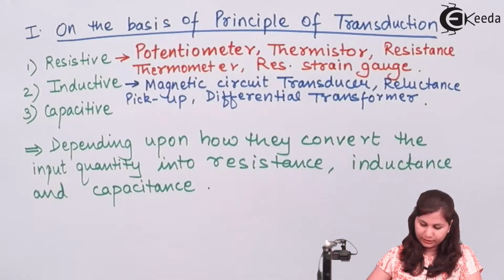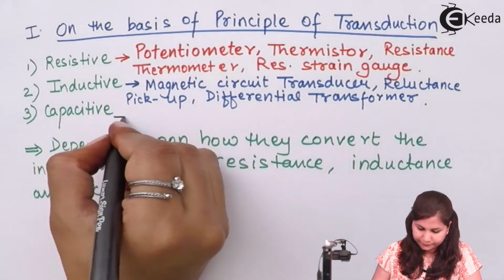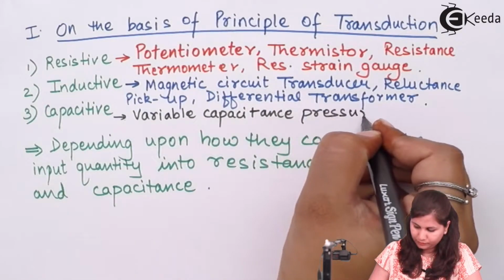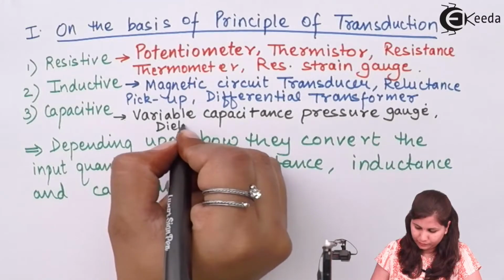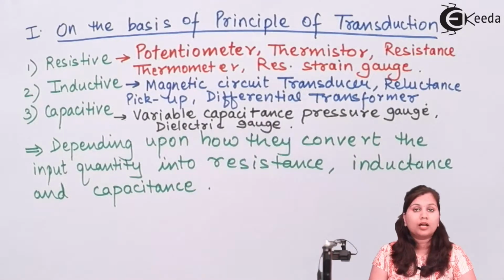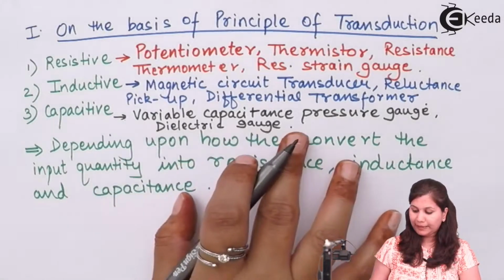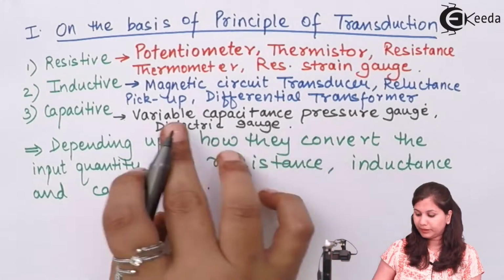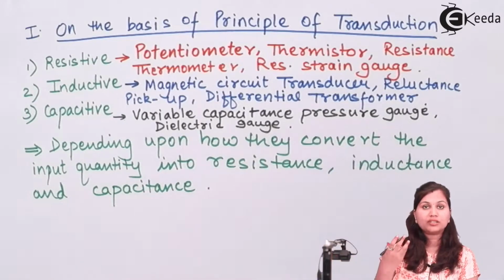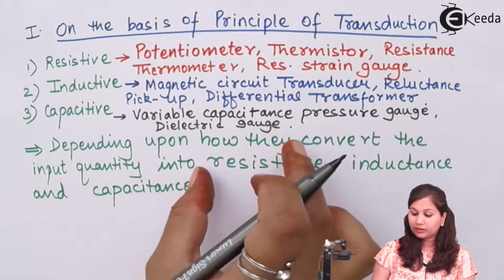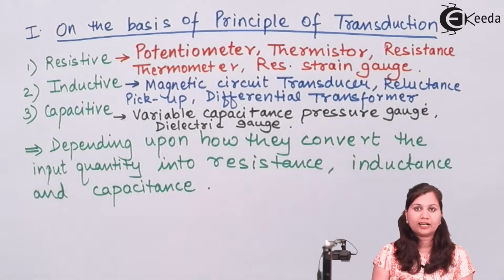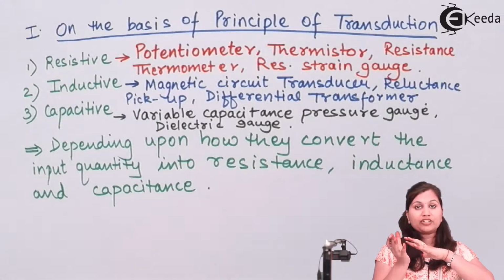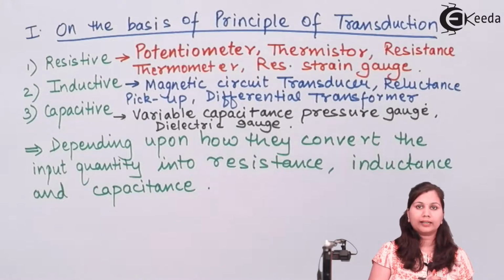Now coming to the capacitive transducers. Examples of capacitive transducers are variable capacitance pressure gauge, dielectric gauge. In the variable capacitance pressure gauge, if we are changing the pressure, due to the changes in the pressure, the distance between the plates of the capacitor changes, and if the distance is changed, then capacitance also changes. So in some way the pressure is converted into the change in the capacitance.